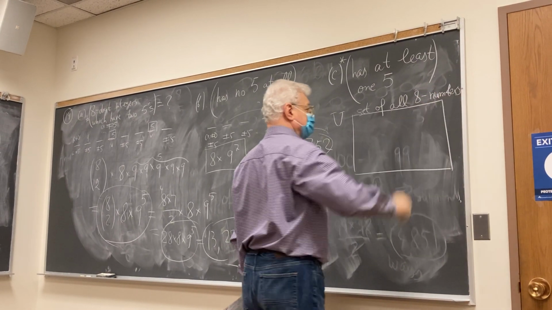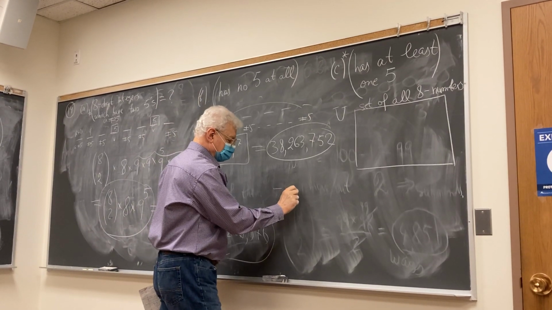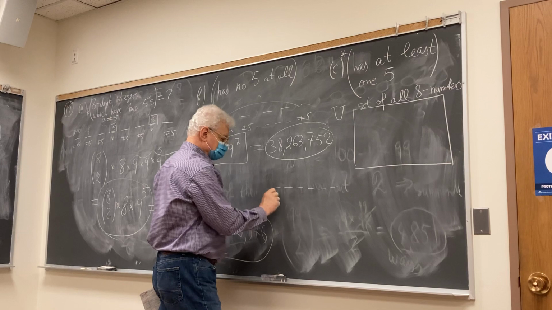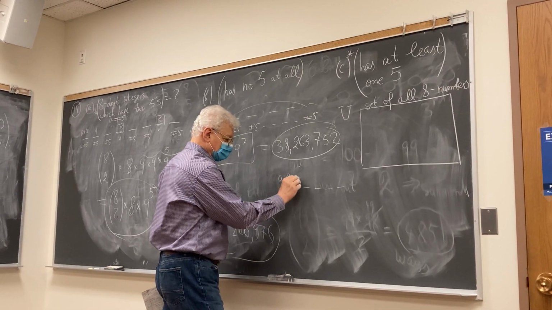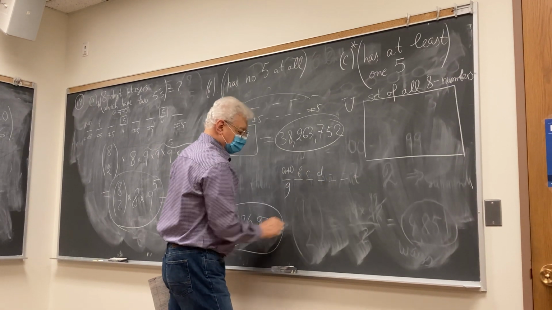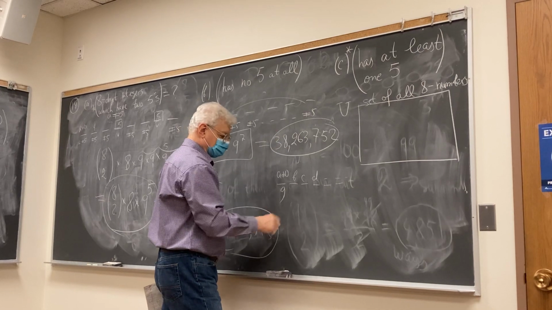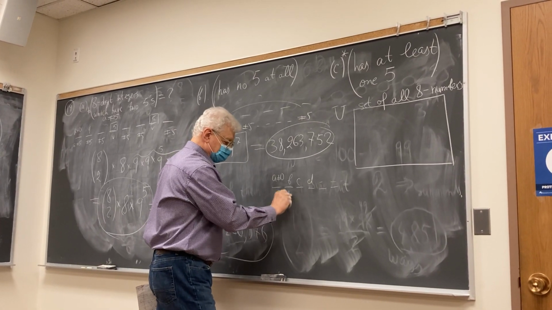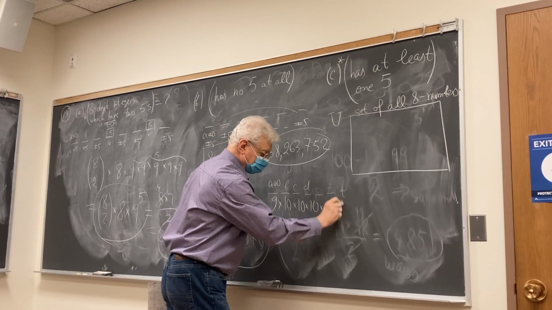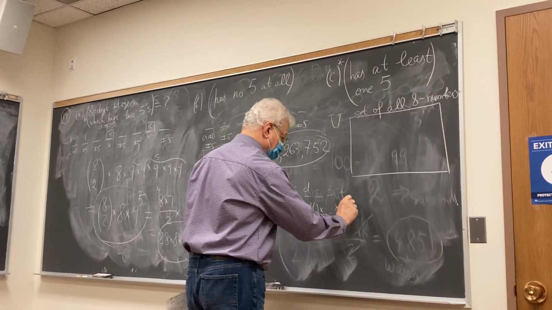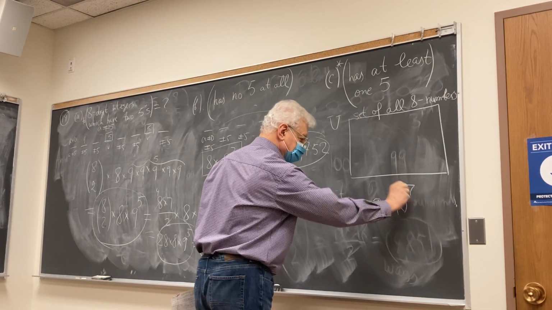8 numbers, so 8-digit numbers. How many of them? If you write 8 positions, in the first one A is not equal to 0, so 9 possibilities. But B, C, D, and so on, all of them could be any digit from 0 to 9, so 10 possibilities. So you have 10, 10, 10, 7 times. So the total number is 9 times 10 to the power 7.